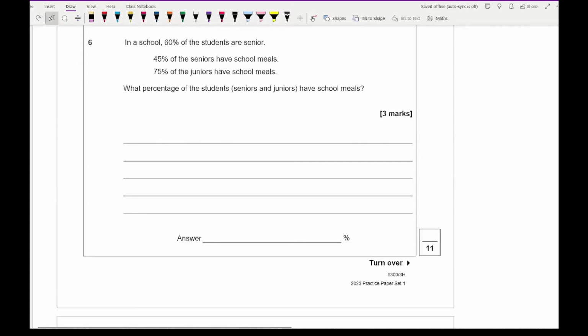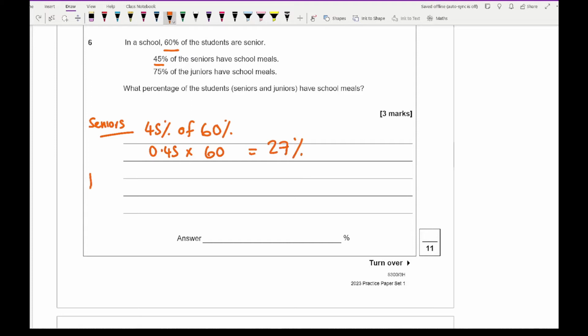Moving on to question 6, it says in a school 60% of students are senior, 45% of the seniors have school meals, 75% of the juniors have school meals. What percentage of the students, seniors and juniors, have school meals? So for this let's just break out the two sections. We've got seniors, and this is going to be 45% of 60%. So it's going to be 0.45 times 60, because we're looking at the percentage, and that gives me 27%.